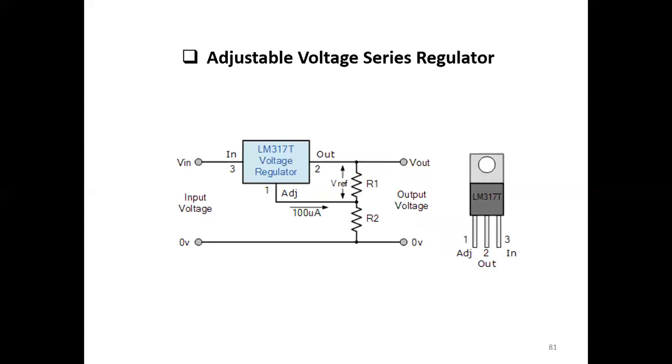Next, the adjustable voltage regulator, which provides varying voltages. For example, we have an adjustable voltage regulator in a fan. If we change the setting 1, 2, 3, 4, 5, it defines the change in the speed of the fan.